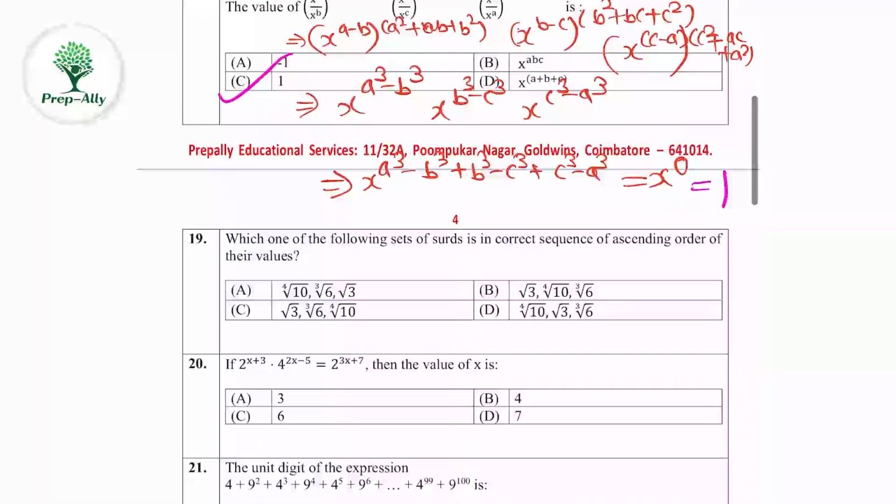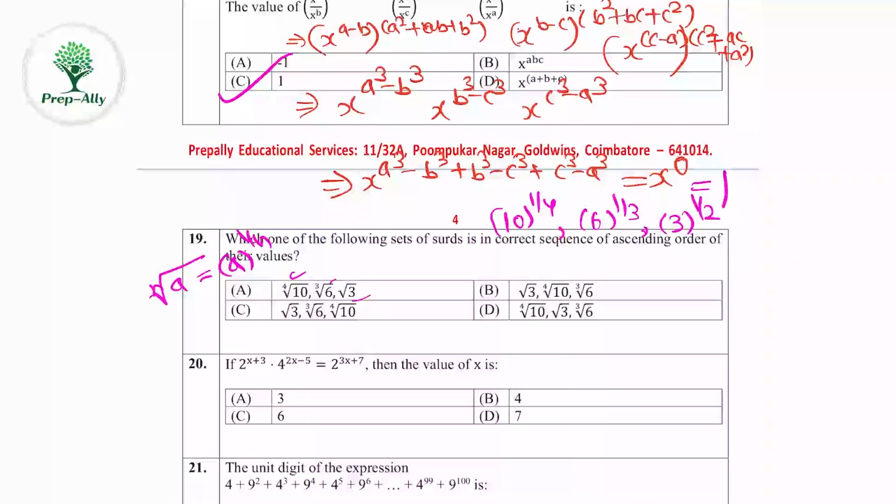Now there are three numbers, and we have to arrange them in ascending order. If I write the nth root of a, we can write this as a raised to the power 1 by n. Similarly, we can write the fourth root of 10 as 10 raised to the power 1 by 4, the cube root of 6 as 6 raised to the power 1 by 3, and root 3 as 3 raised to the power 1 by 2.